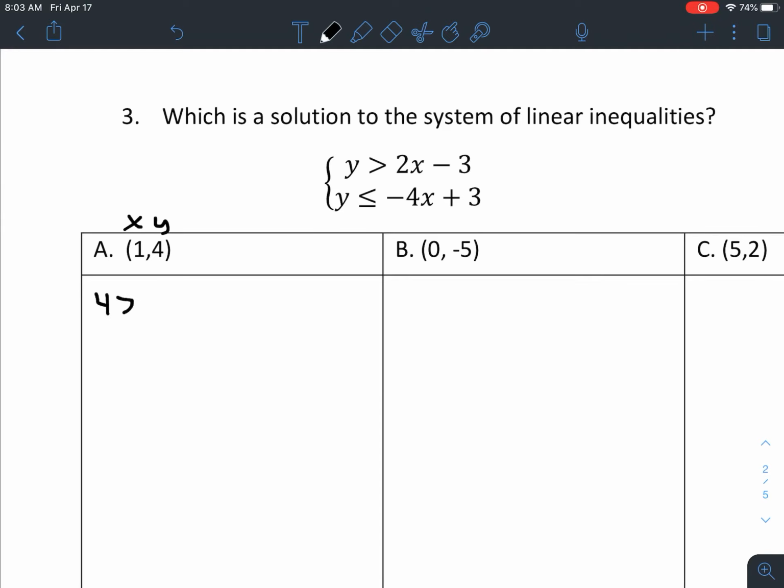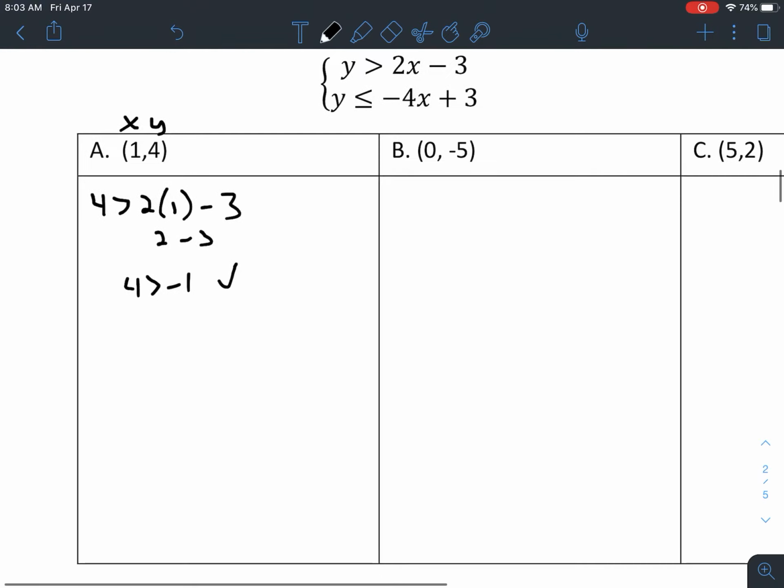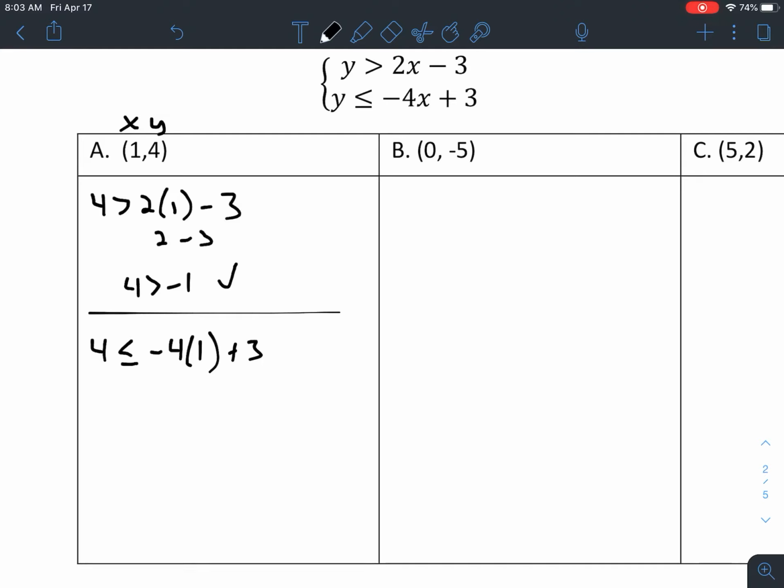4 is greater than 2 times 1 minus 3. 2 times 1 gives you 2, minus 3 gives you negative 1. 4 is greater than negative 1. That part's true. Let's test the second part of this. 4 is less than or equal to negative 4x, which is 4 times 1, plus 3. This gives us negative 4 plus 3, leaves us with negative 1, is not greater than, which is not true, is not greater than positive 4. So this one does not work.